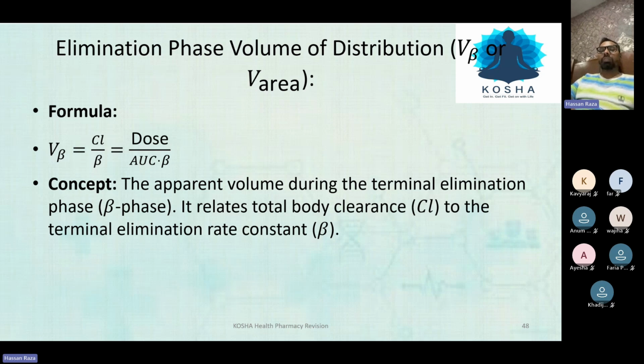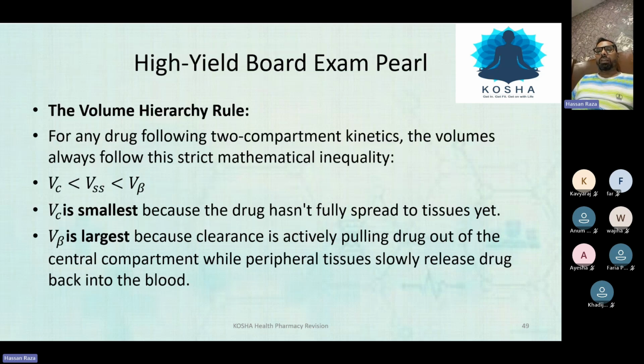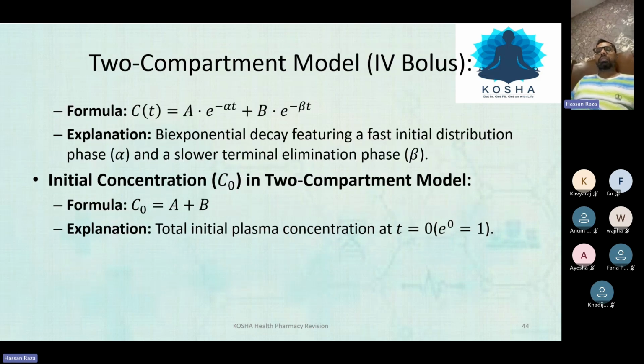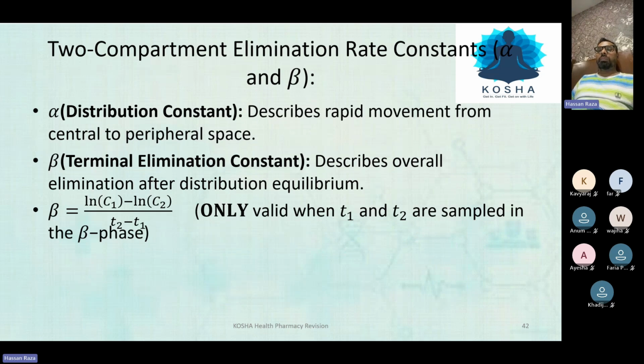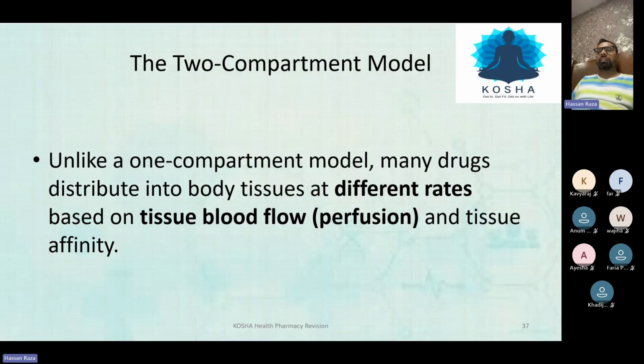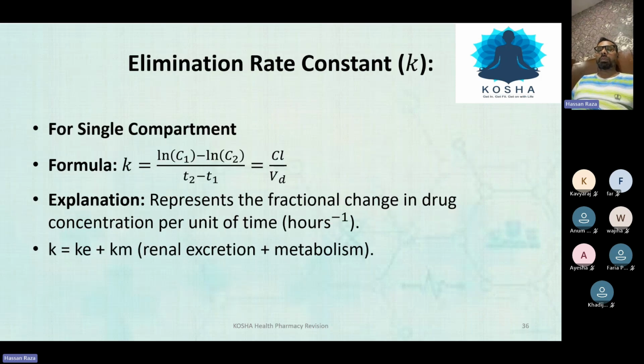This is the same formula we have discussed in the first order single compartment model, that volume of distribution is equal to clearance divided by elimination rate constant. For the two compartment model, it will become beta, because it is the same thing, but we have denoted the elimination rate constant with beta. So the formulas are the same. Just for a small recap, there are drugs which follow a one compartment model, and there are drugs which follow a two compartment model. But in clinical practice we usually use the one compartment model.